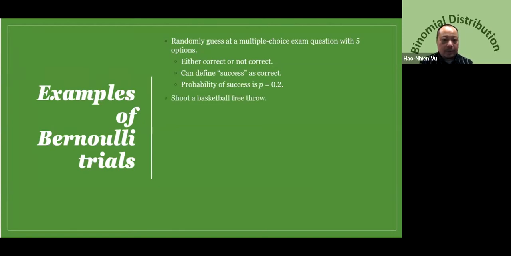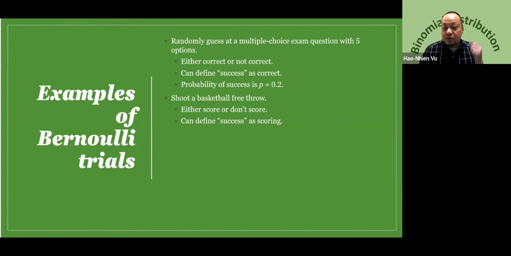Next example, let's say that you shoot a free throw in basketball. Then either you score or you don't score. So 2 possible outcomes. And now you can sort of tell where the name binary comes from, either one or the other. And we can define success as scoring. By the way, you can define it either way. You can define scoring as success if you're the person shooting the basketball.